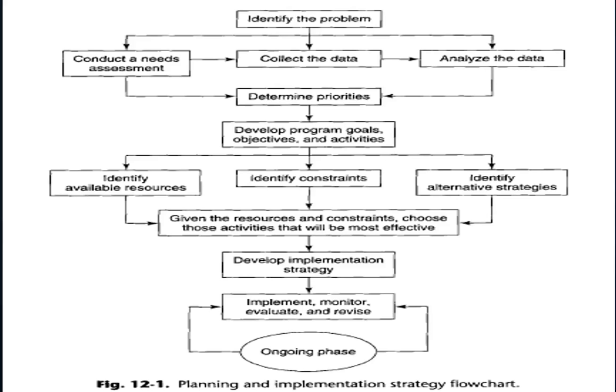The steps are: identify the problem, conduct the needs assessment, collect the data, analyze the data, determine the priorities, develop program goals, objectives and activities, and identify the available resources. What are the constraints that are obstructing that? If there are constraints, what alternate strategies have we planned? Then the resources and constraints should be solved, and the program implemented, monitored and evaluated, so that the ongoing phase continues if the program is to be planned.